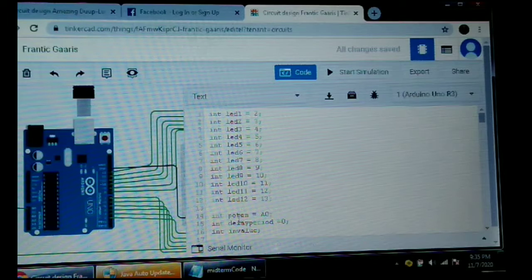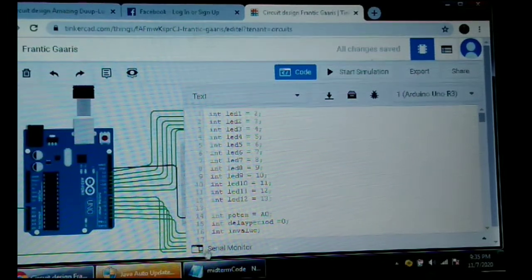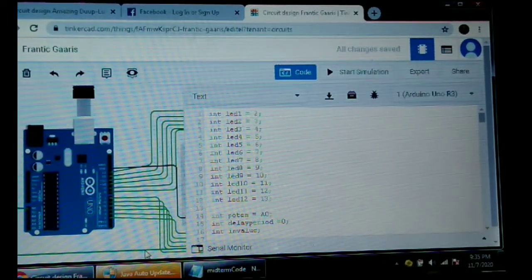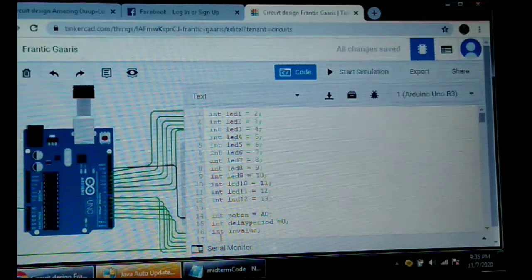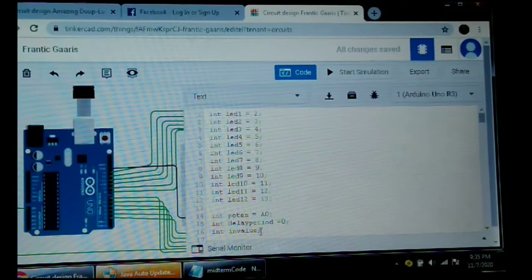Then int potent equals A0. So this is the connection. Then int delayPeriod equals 0. Then int inValue.